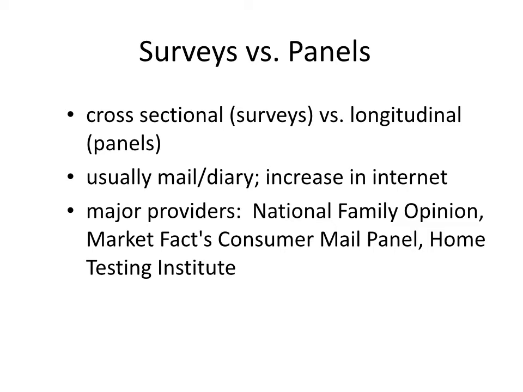Panels now usually are mail or diary panels. So mail panel would be a group of people who receive a survey form in the mail every week or every month, whatever the time period is. A diary panel means that people are trying to keep track of their behaviors on a daily basis, usually, although you can have weekly diaries. But rather than have a survey, they're simply keeping track of what products they bought or where they saw commercials or what brands they chose, whatever the measures are.